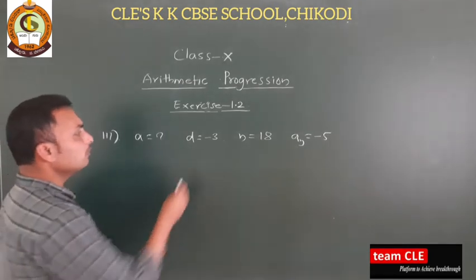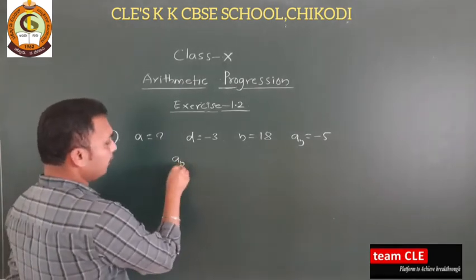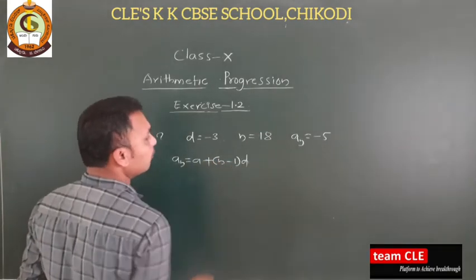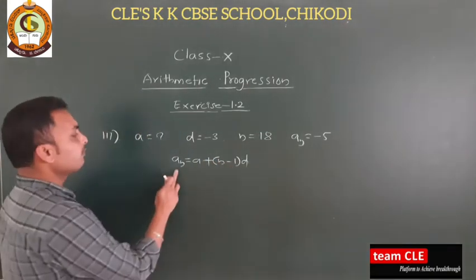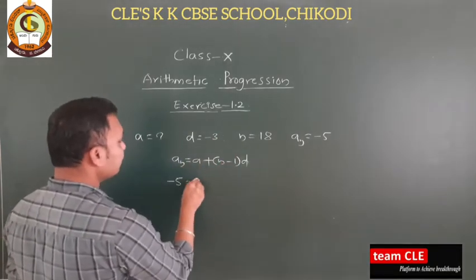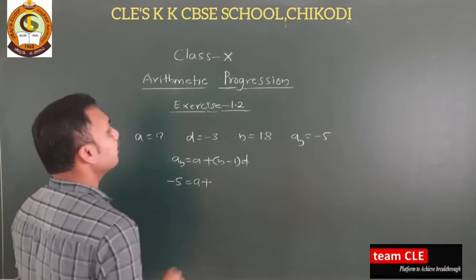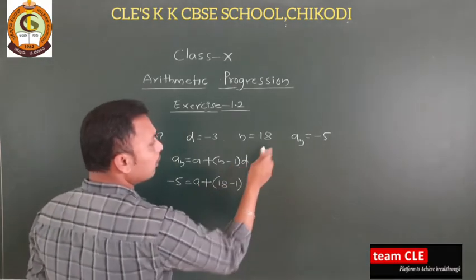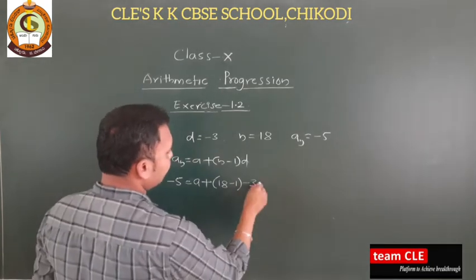Now similarly again you can use the formula An is equal to A plus n minus 1 into D. An they are given minus 5. A they haven't given, we need to find A, plus N we have 18 minus 1, D we have minus 3.